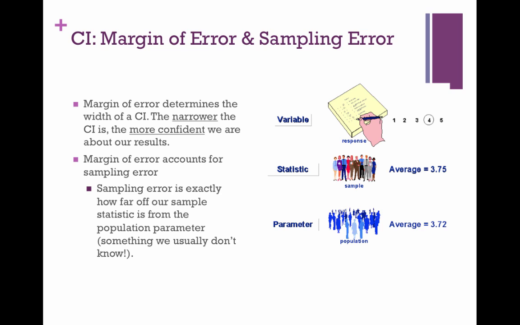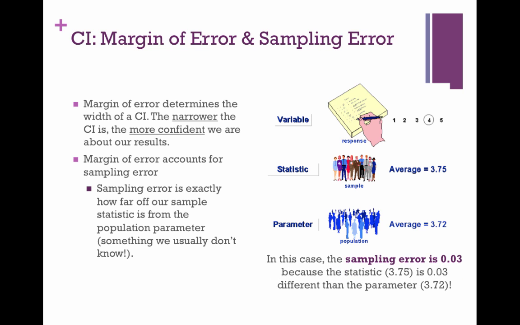So let's look at this example, this diagram. We had students asked about their favorability of their professors, rating them on a scale where 4 was the top score. In one particular sample, at one university of 100 students, the sample mean was 3.75, when in reality the average of the population was 3.72. Knowing that sampling error is simply the difference between a parameter and our statistic, the sampling error in this case is 0.03. It's simply the difference between 3.75 and 3.72.